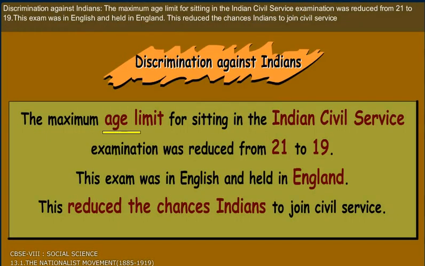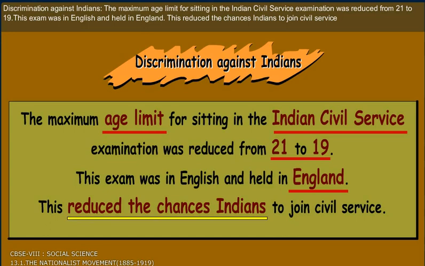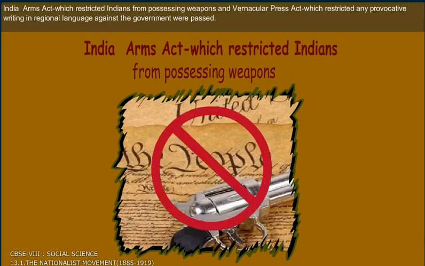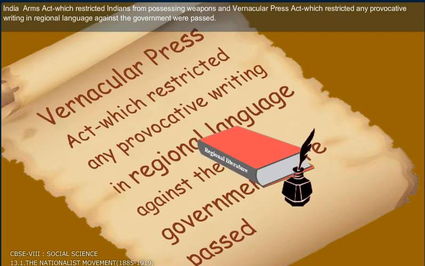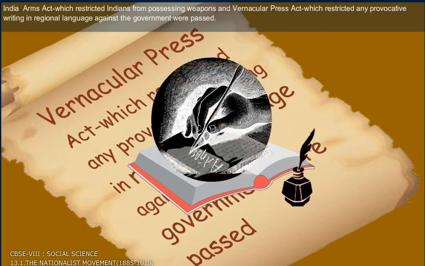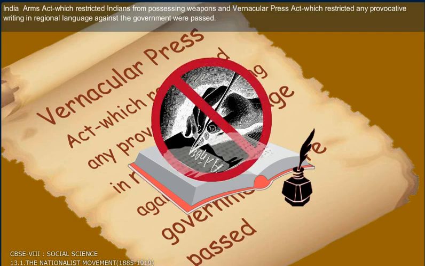Discrimination against Indians. The maximum age limit for sitting in the Indian civil service examination was further reduced from 21 to 19. This exam was in English and held in England. This reduced the chances of Indians to join the civil service. The India Arms Act, which restricted Indians from possessing weapons, and the Vernacular Press Act, which restricted any provocative writing in regional languages against the government, were passed.